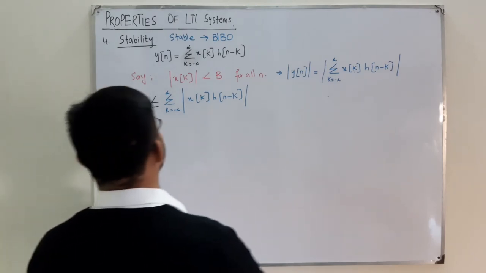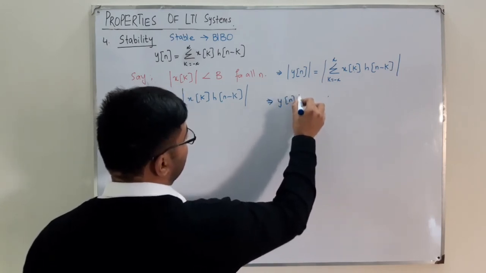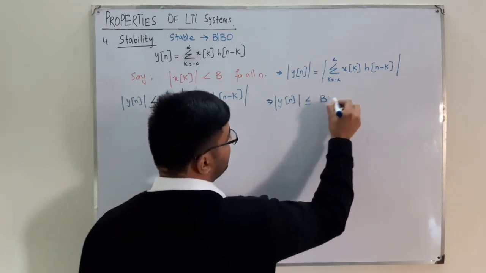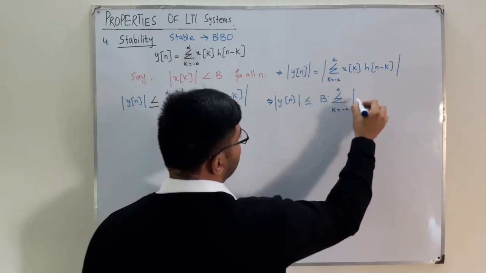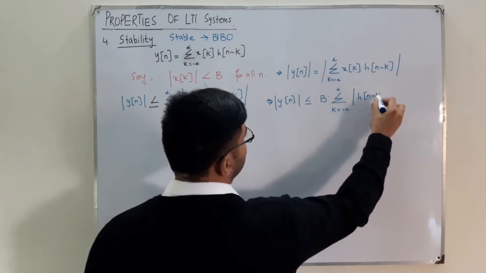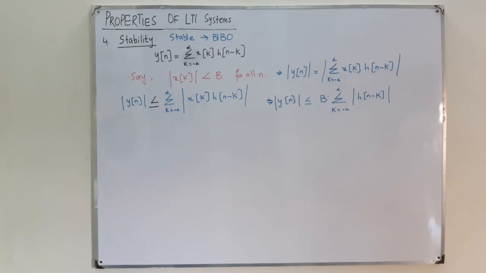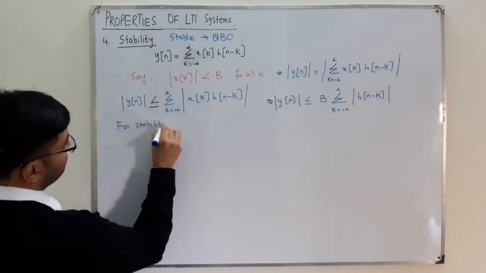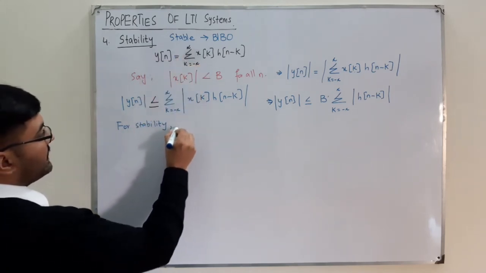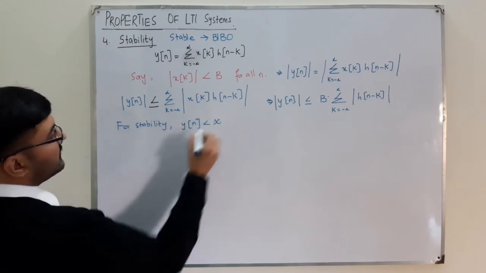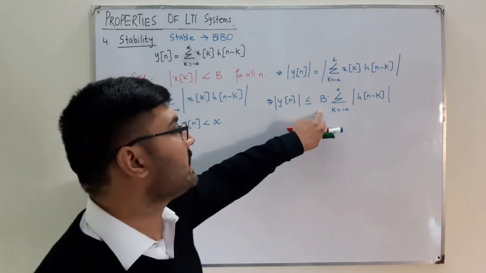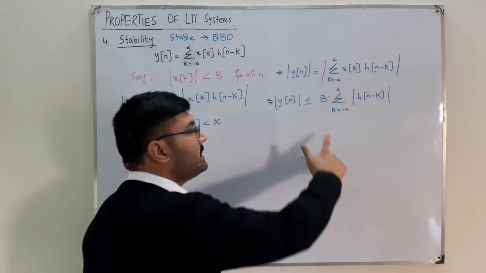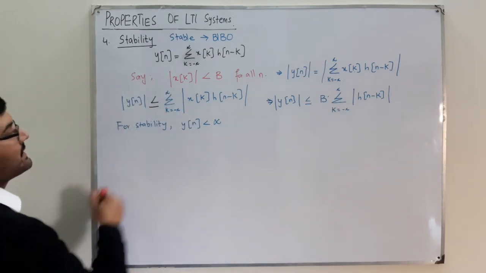Now I put in the values. So this implies that the absolute of y of n is less than or equal to b, which I take outside of the summation as it is some finite constant, and the summation remains from negative infinity to positive infinity, with h of n minus k remaining. Now for a system to be stable, what do we need? We have already provided a bounded input, we need now a bounded output. This is the condition: y of n should also be less than infinity. We have b, which is already a constant, and something else in multiplication. We need this to be a finite number, so we multiply a finite with a finite to get a finite. So for stability, the condition is what?